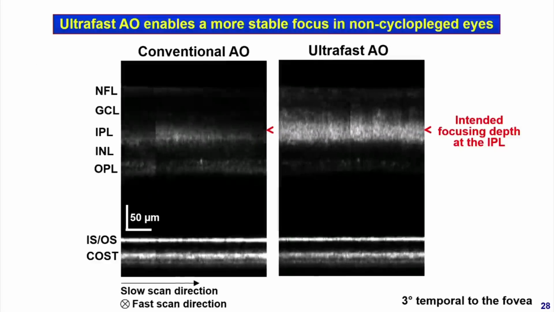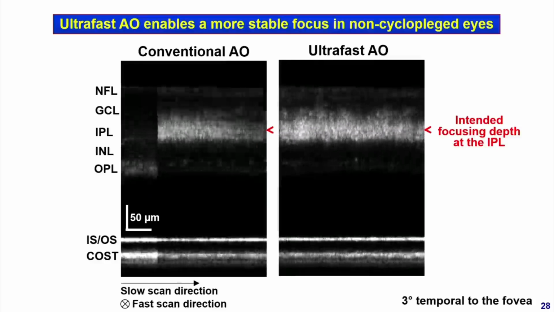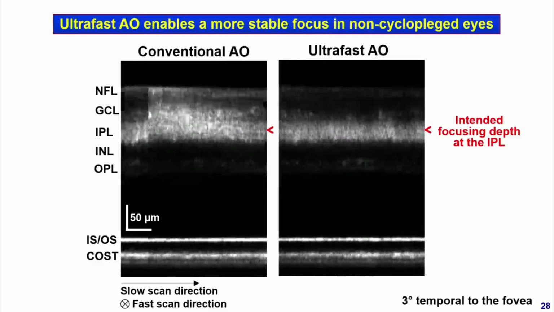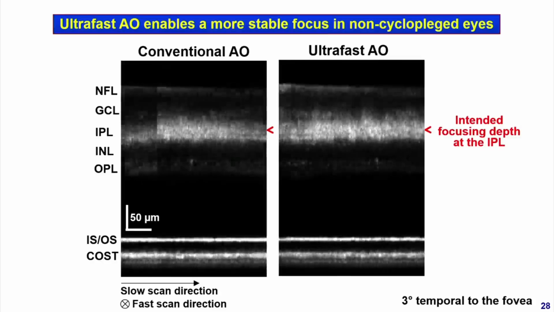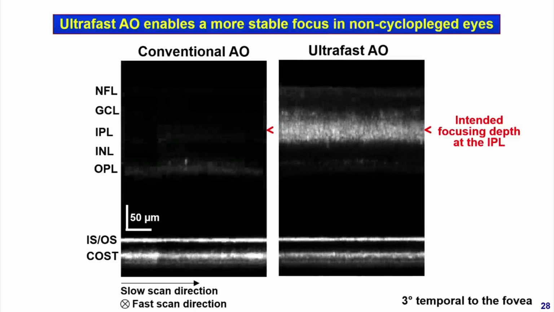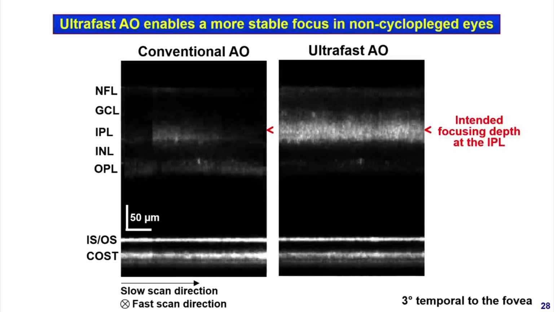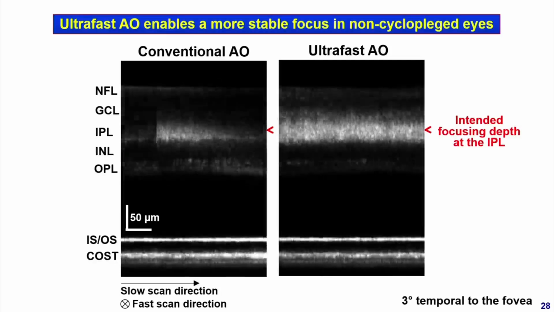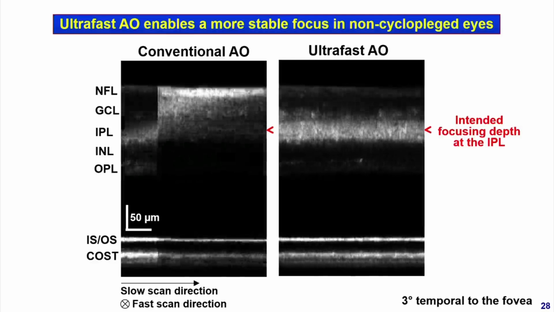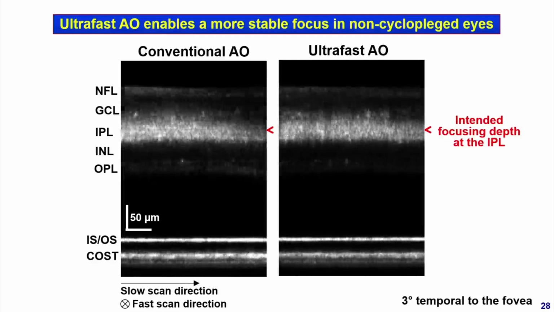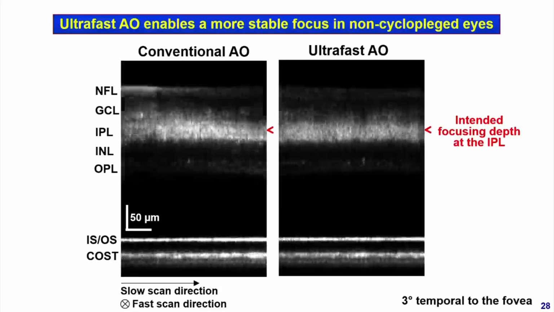Ultrafast AO also enables a more stable focus in non-cycloplegic eyes. These videos were acquired with the system intended to focus at the inner plexiform layer. Each image is the projection of a volume along the faster scan axis. The focus depth fluctuates over time with conventional AO, while the focus depth is much more stable with ultrafast AO. The stable focus provided by ultrafast AO enables fine focus control in the inner retina of non-cycloplegic eyes.